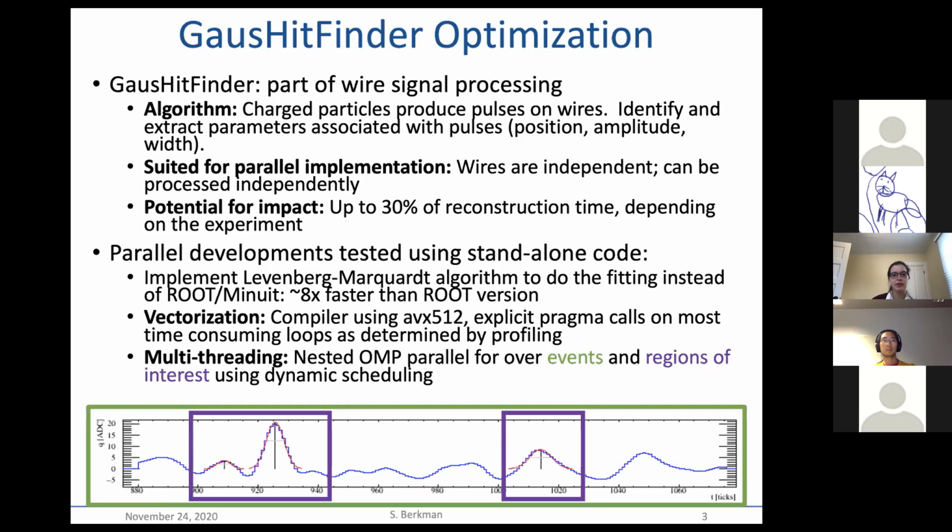So we've tested these developments using a standalone piece of code. We implemented the Levenberg-Marquardt algorithm to do the fitting, which is a change from using ROOT Minuit previously. We vectorize both using compiler vectorization with AVX512 and also using explicit pragma calls on the most time-consuming loops in the fitting, as determined by profiling. And we multi-thread using nested OpenMP parallel for events, which are independent, and regions of interest on the wires, which are also independent, and use dynamic thread scheduling.